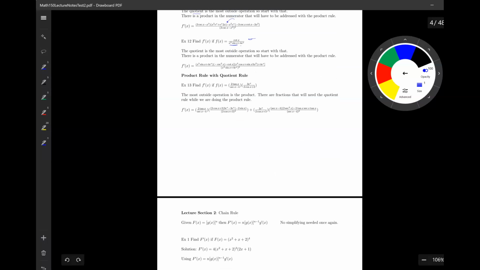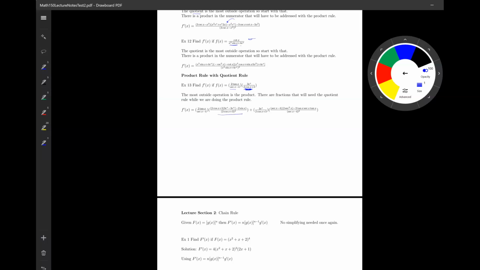All right, this one here, the most outside operation that's happening is the product rule. So I'm going to start with first, and then to take the derivative of the second, that's when I've got this quotient rule going on.